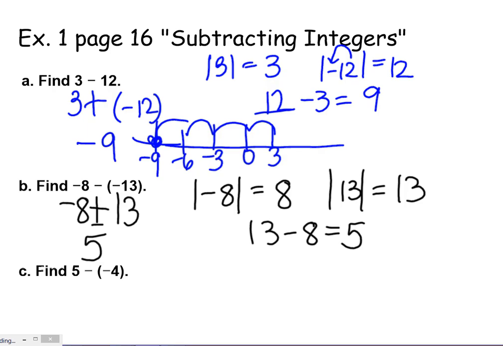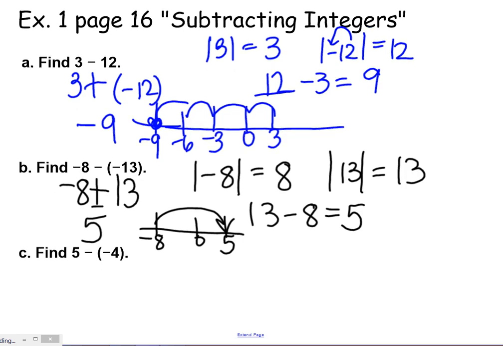Use a number line to help you. You'll start here on negative 8. You're going to add 13 more, and you will end on positive 5. Let's try C. 5 minus negative 4. Once again, you bring the 5 down, and we add the opposite. The opposite of negative 4 is positive 4. We know that 5 plus 4 equals 9.